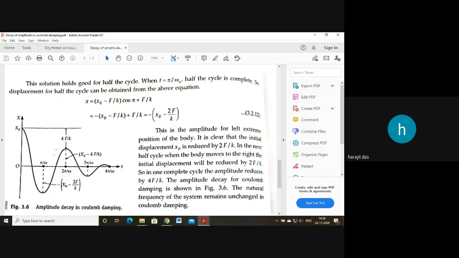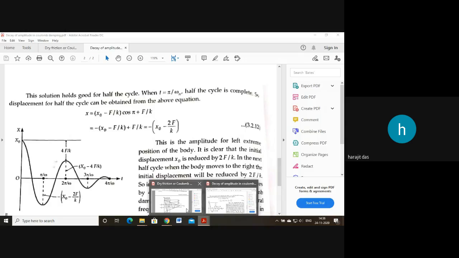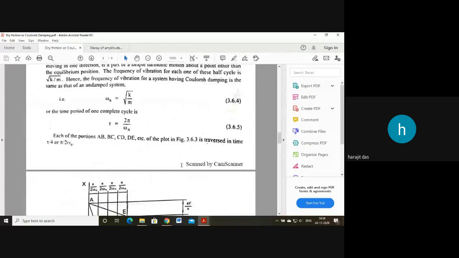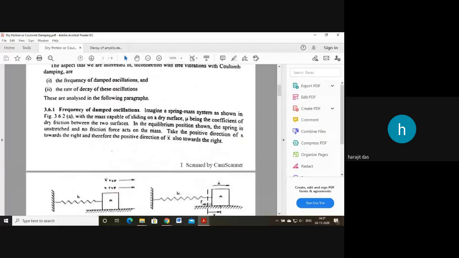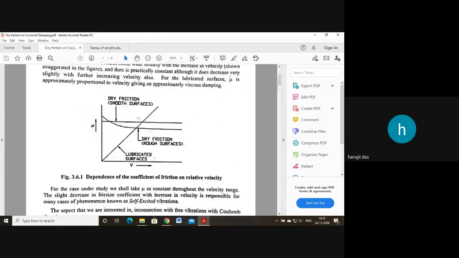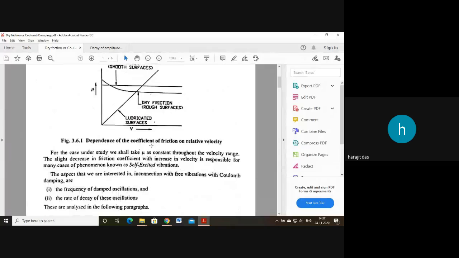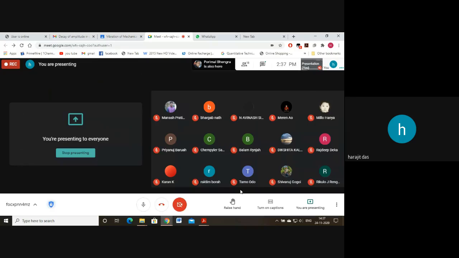Understood? So this is the analysis which is needed for dry friction or Coulomb damping. So 2 things we have studied. One is the calculation of frequency in dry friction or Coulomb damping, and the second is the decay of the amplitude, the rate of decay of the amplitude or the oscillation in each cycle, for Coulomb or dry friction vibration. Okay, so I think all of you have got the idea of what dry friction or Coulomb damping is.